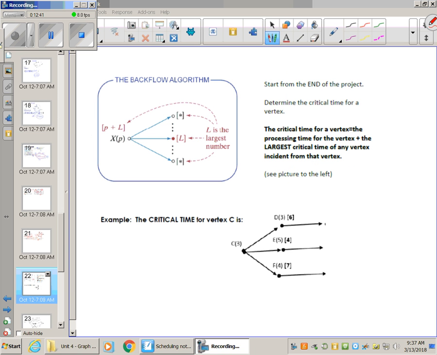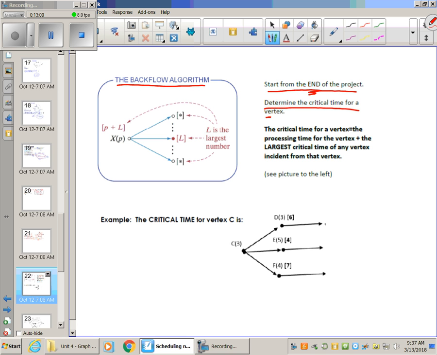So let's talk about how the backflow algorithm can help us determine the critical times of each of our vertices. Okay? So in that last example, we started from the beginning and just found all of our critical times towards the end, and that was fine, but sometimes it's easier to start from the end of the project. Okay, you're going to determine the critical time for a vertex from the end to the beginning. This bolded part right here is very important. I want you to kind of think about what it's saying.